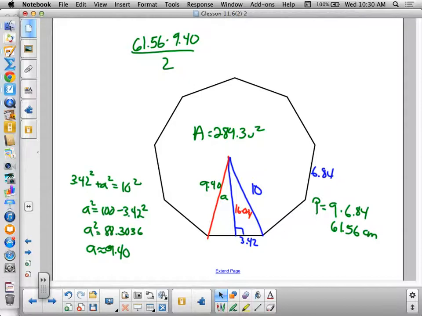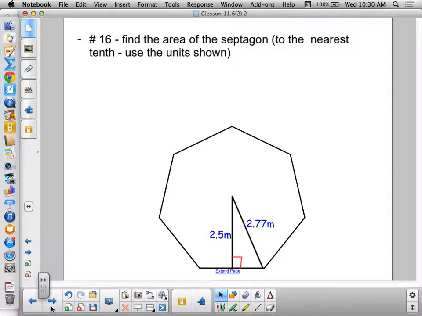Okay. Let's just take a look at a couple other problems then. And this is similar. Find the area of this septagon. Again, use the unit shown. Give it to the nearest tenth, the area. How are we going to do that? Carefully. We're going to use Pythagorean theorem to find the third side, aren't we?